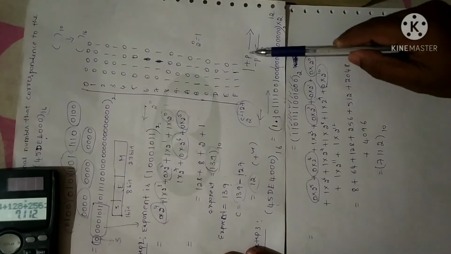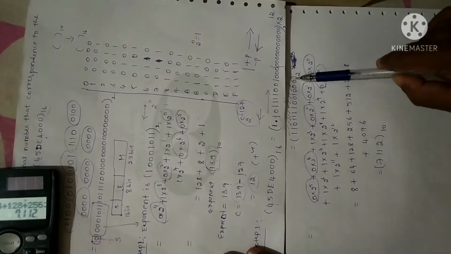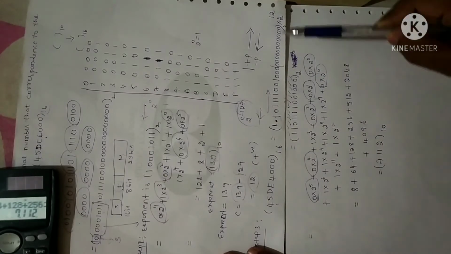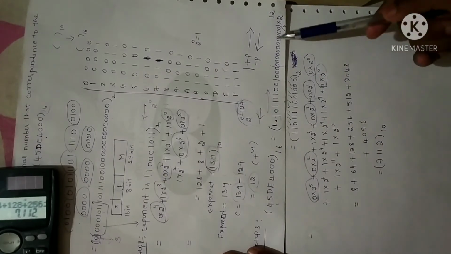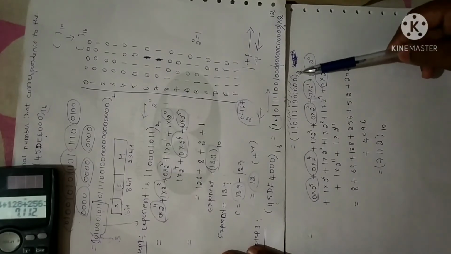Why? Because it is positive, I have to shift in this direction. I have counted the 12 digits and I have kept the point here. Since after that I have only zeros, I cannot write. If you want, you can write, but I am not going to write here. So I have removed all those zeros and I have written it in binary form.